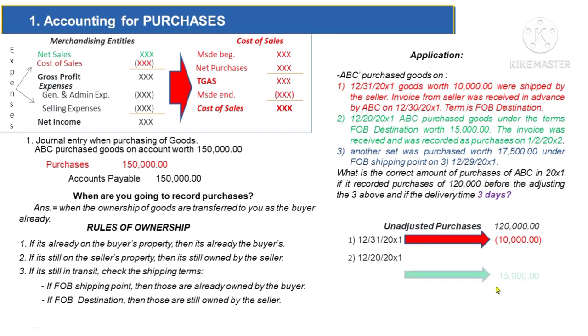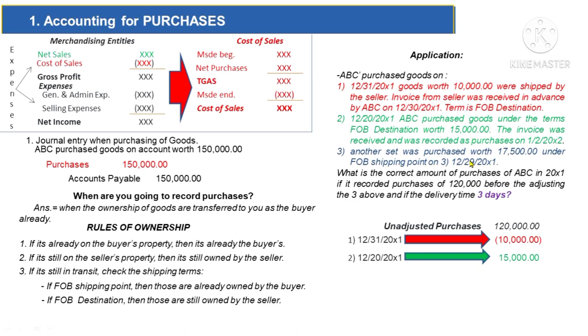So we need to add it here. Now let's go to number 3. And in number 3, as you can see, the goods are shipped only on 12/29/20x1, which means that the goods are still in transit on 12/31/20x1 or the year end. But since it is under FOB shipping point, then these are already valid purchases of ABC in 20x1.